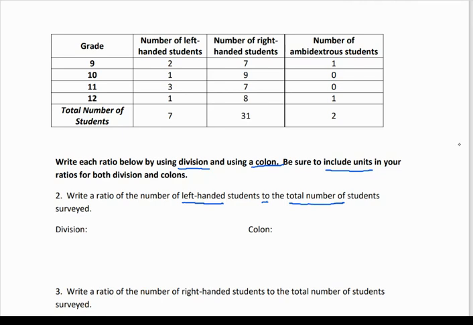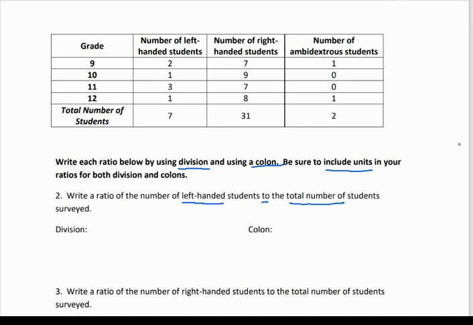Left-handed students. Whatever is said first in the statement. Okay? So in this case, left-handed comes first. That's going to be in the numerator. If it said total to left hand, then total would be in my numerator. Is that clear to everybody? So whatever comes first, that's what we're going to do first.